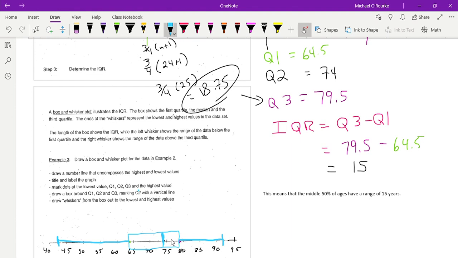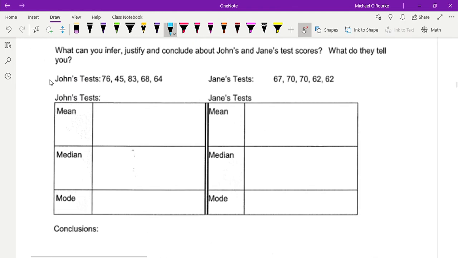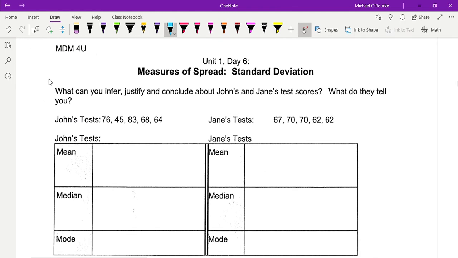All right, time for the fun part. Standard deviation. This is the most important thing you'll do all year. Oh yeah, this is where everything's based off of.